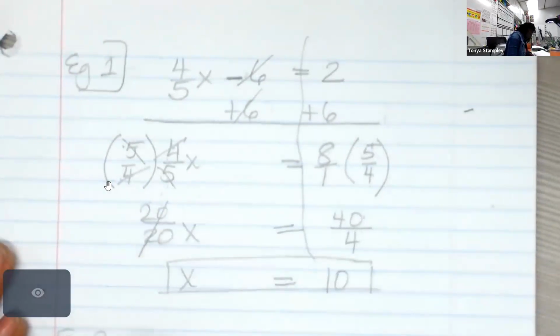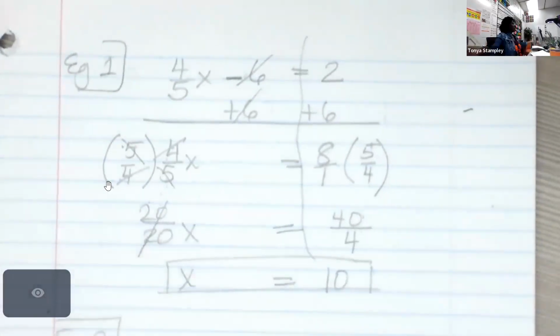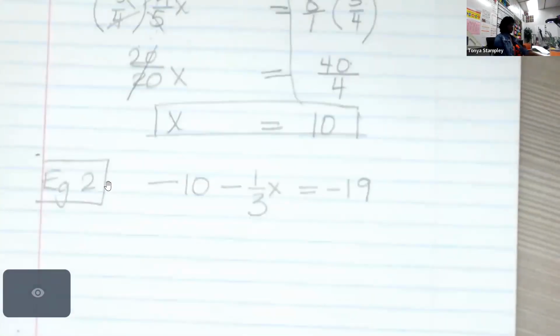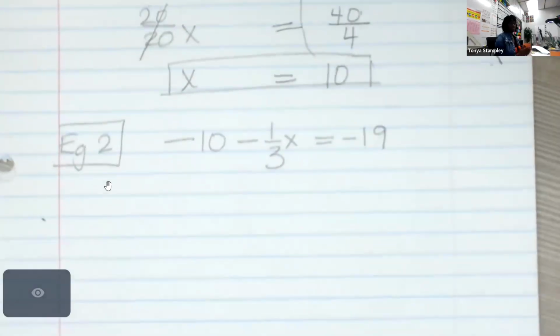Example 2. I wanted to get something easier. We got to be lifting this weight faster, right? So we can move on. All right. Let's do -10 minus 1/3 x equals -19. How y'all feeling? Seem difficult? Because they got all these minuses in it? Same thing.